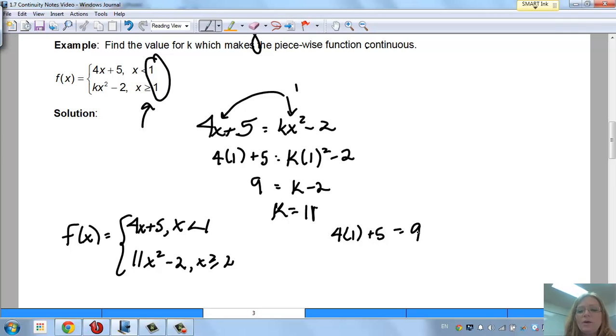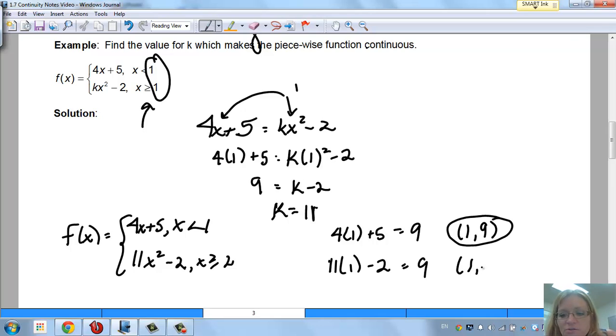So the point (1, 9) is where it goes up to, but it's not included in that graph because it's less than 1. If I put a 1 in here, I'd have 11 times 1 minus 2, which is 9. So this one actually includes the point (1, 9), so now it's going to work. This is going to go all the way up to there, but not include it, but then this is going to start in that hole, so we just made it continuous.